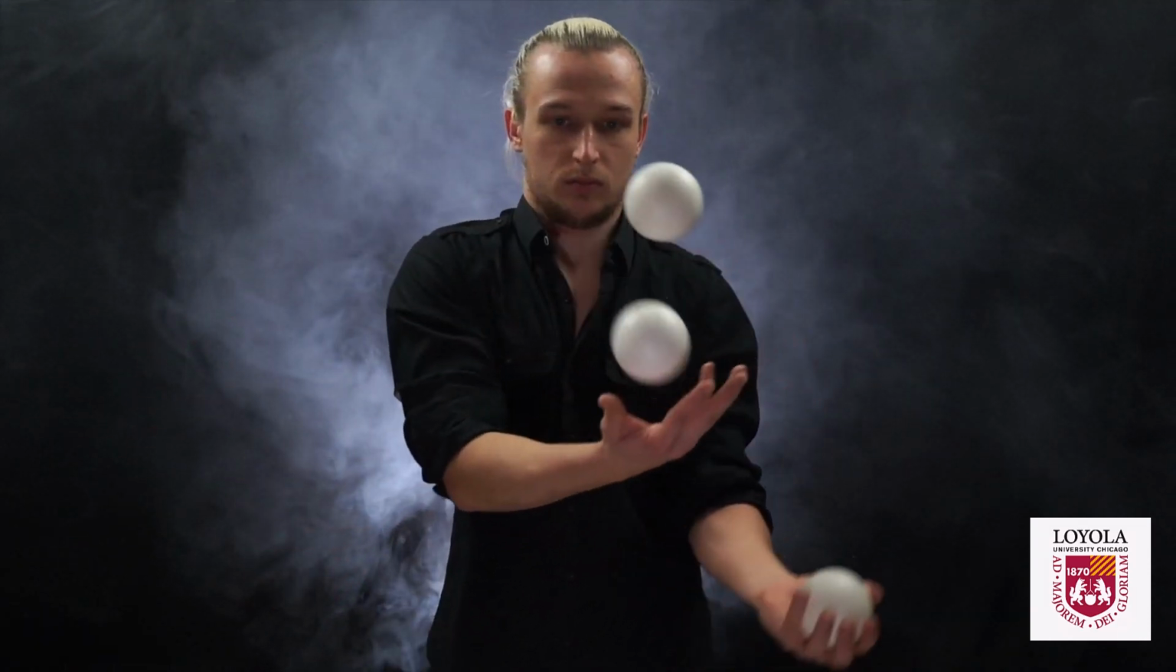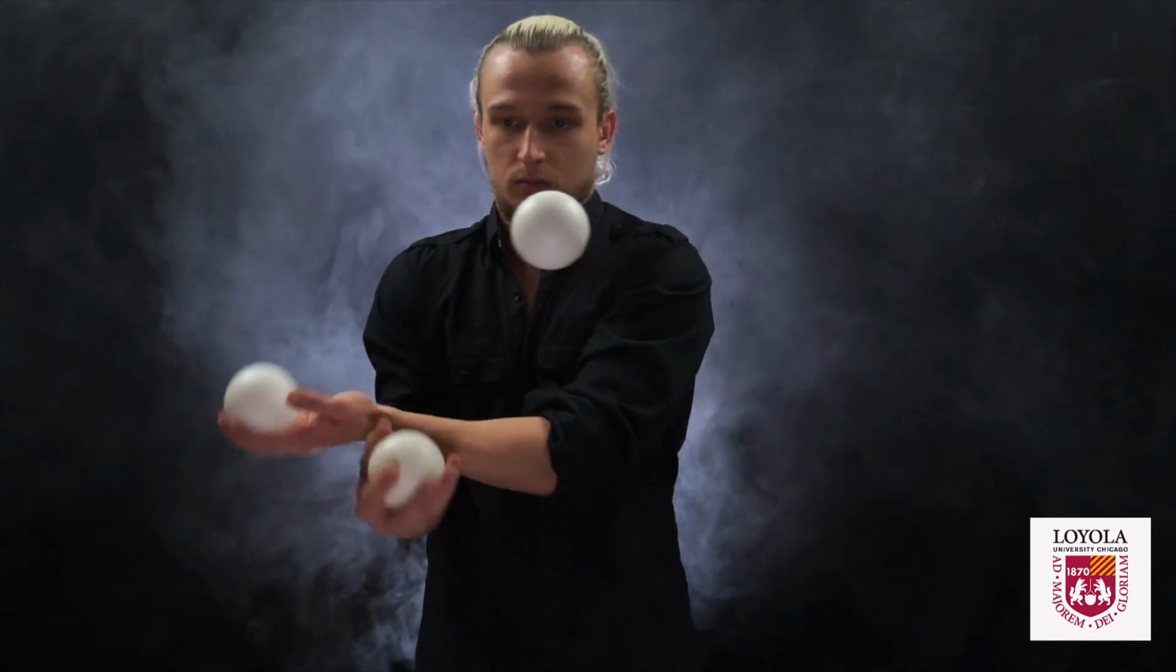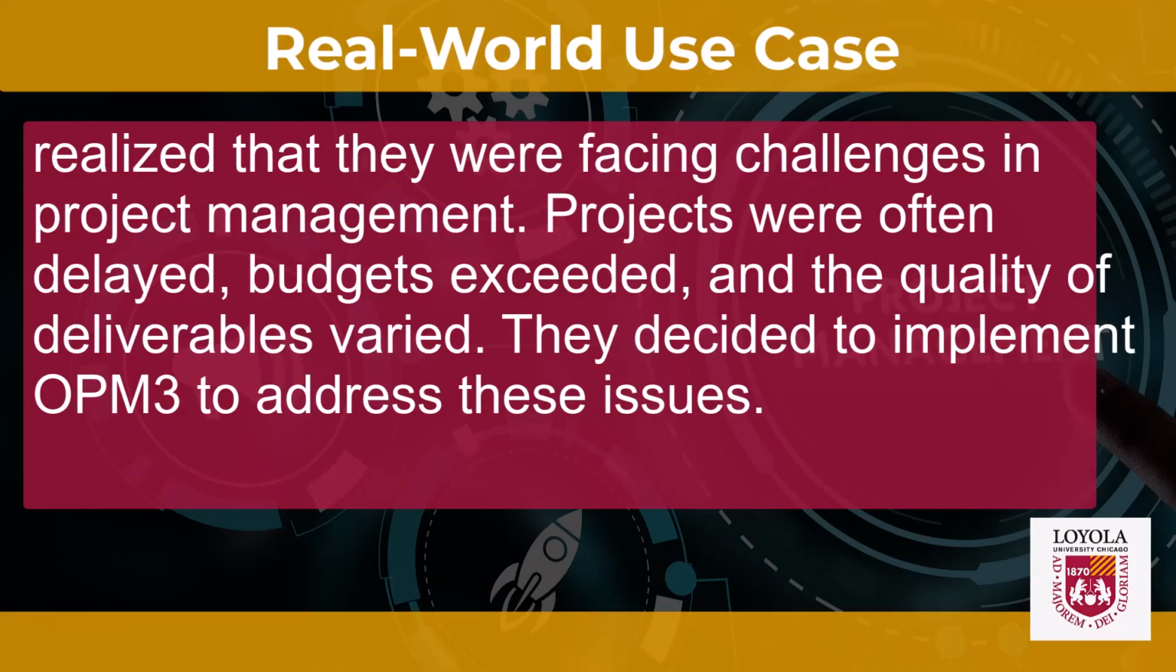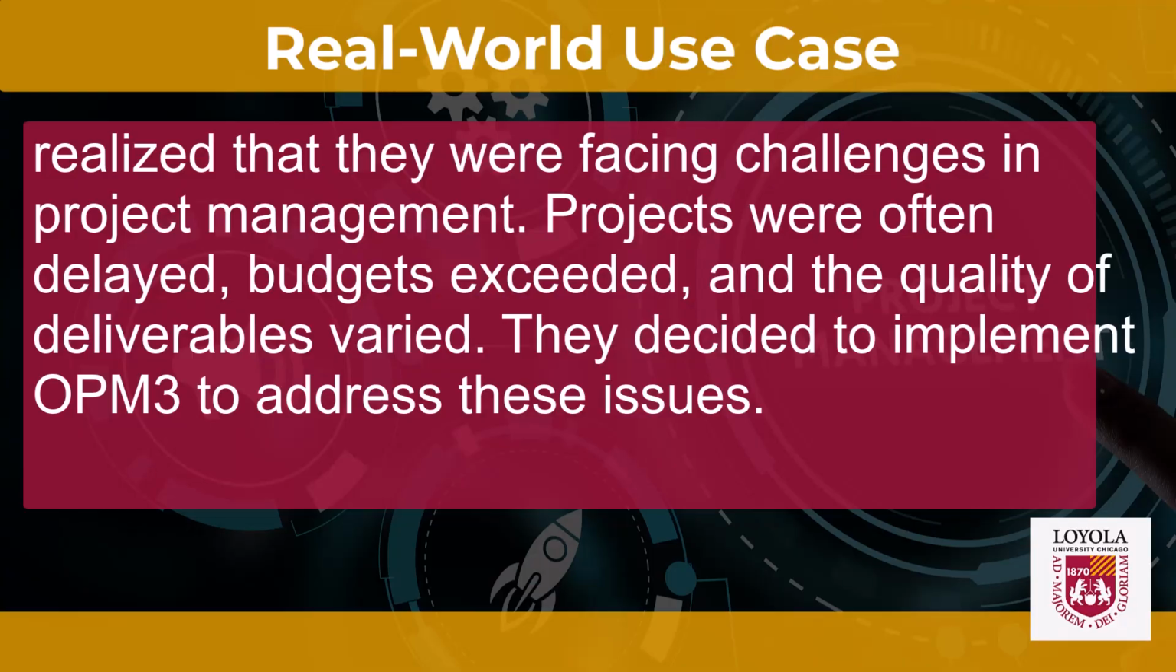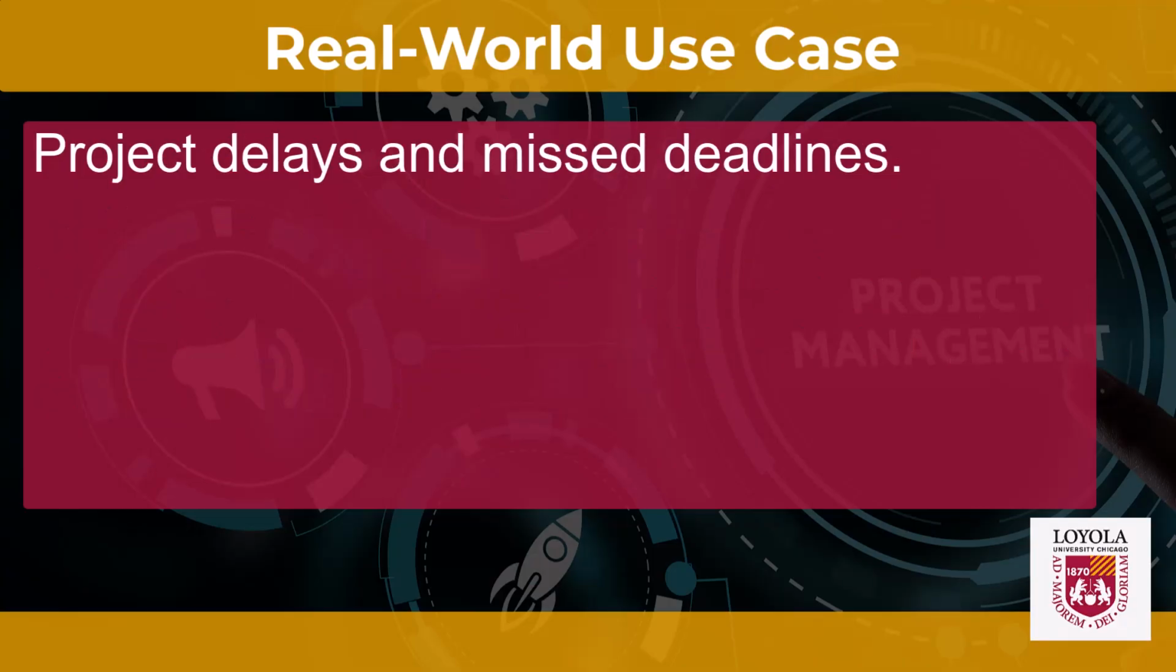Now, let's dive into a real-world use case to see how OPM3 can make a significant impact. Meet The Widget, a global tech company. Widget realized that they were facing challenges in project management. Projects were often delayed, budgets exceeded, and the quality of deliverables varied. They decided to implement OPM3 to address these issues. Now, the first challenge is project delays and missed deadlines. The solution through OPM3: Widget optimized project management processes, reduced bottlenecks, and improved schedule accuracy.